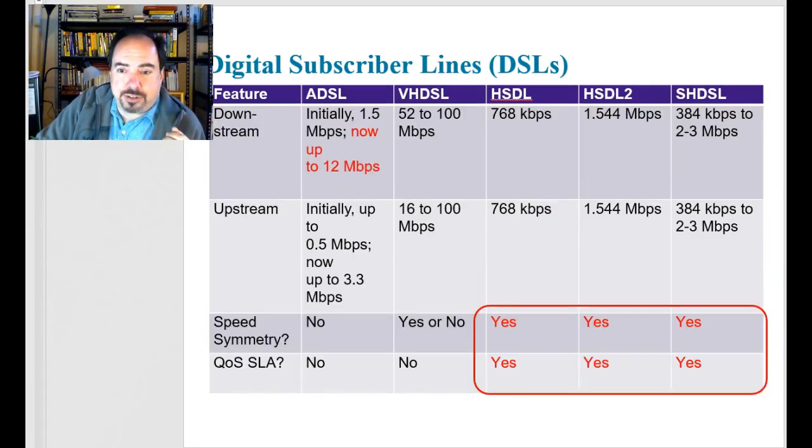As we see on the next slide, initially it was 1.5 meg. Notice that that's the same number as a T1 line. Now DSL is offering up to 12 megabits per second, which is not bad. It's still hard to compete with a Charter cable modem at $60-70 a month, even $100 a month. Still blows them away. There are a couple of issues.